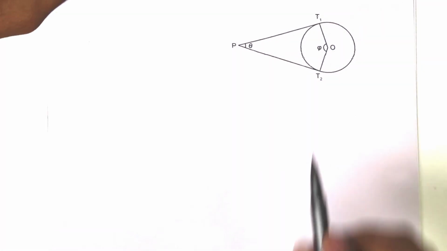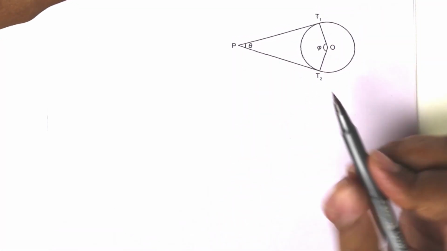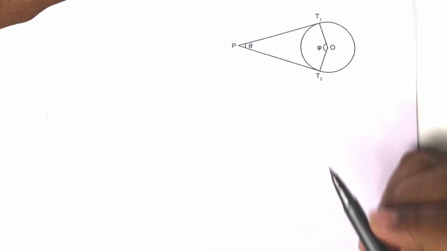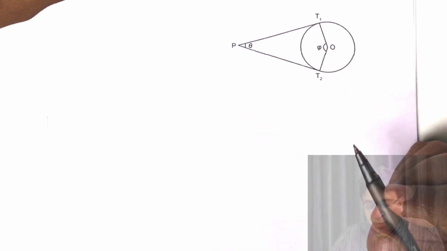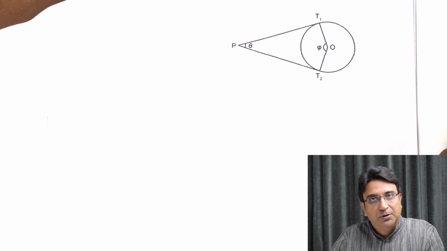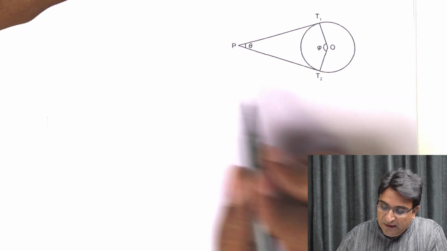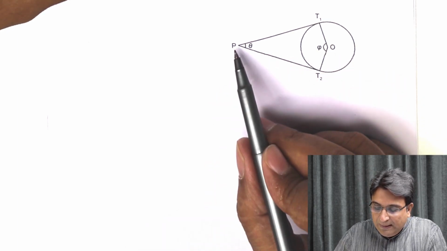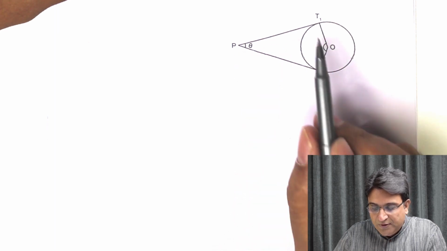Let's look at a problem based on the concepts we have just discussed. Okay, so we have two angles, theta and phi. We have two tangents, PT1 and PT2. And the problem says, prove that theta and phi are supplementary. Well, a very easy problem. First concept is PT1OT2 is a quadrilateral.